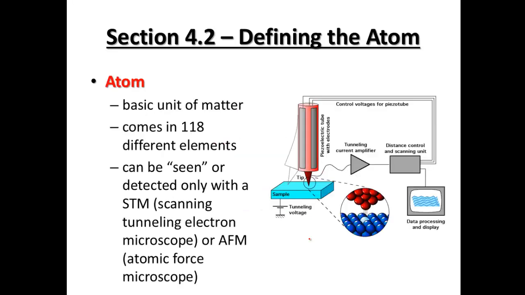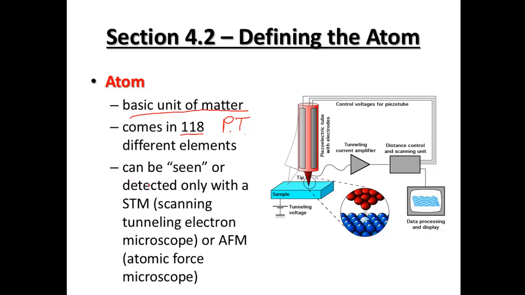So to begin with, the atom is the basic unit of matter. It's the smallest division of matter that still has the chemical properties of that whole. There are 118 different elements on the periodic table. We'll see PT as an abbreviation a lot of times for periodic table.